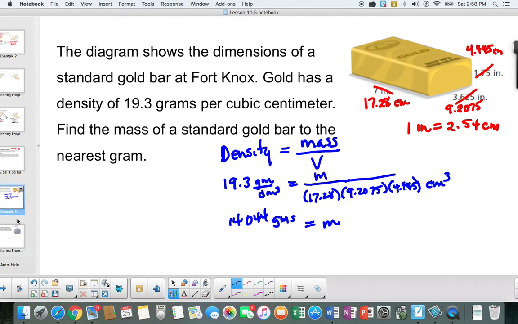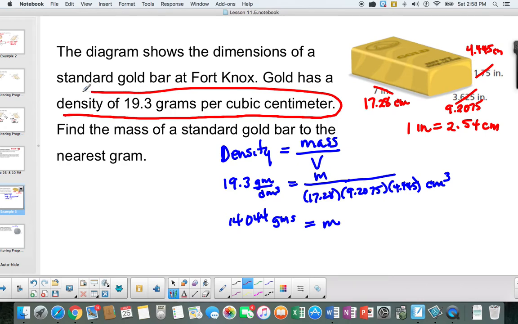All right, let's take a look at a standard gold bar. Now this standard gold bar is in inches, and we're being told that the density is in grams per cubic centimeters. So we want to convert the inches into centimeters, and here's the conversion. 1 inch is 2.54 centimeters. So I went ahead and converted each one of these dimensions here. The density is 19.3 grams per centimeters cubed.